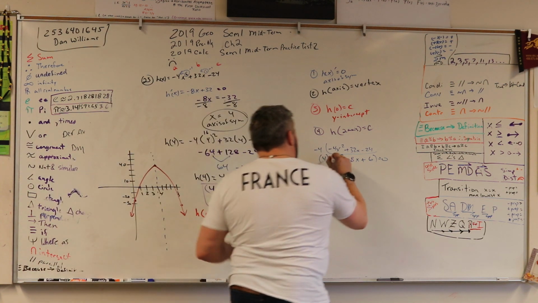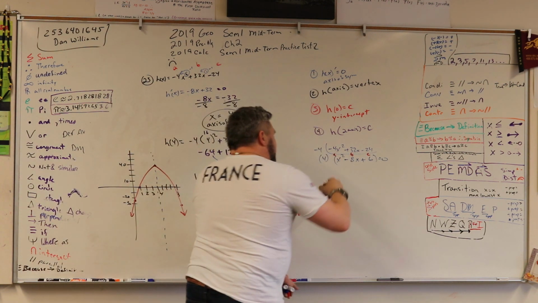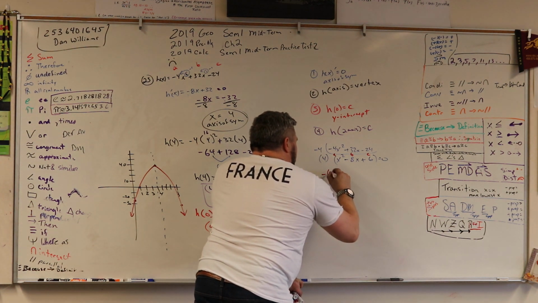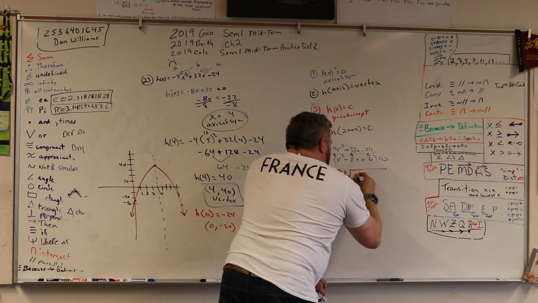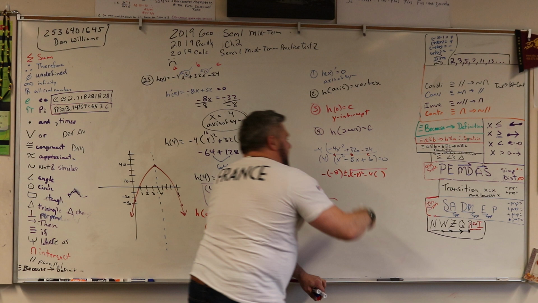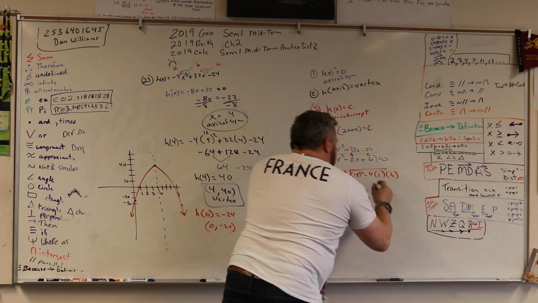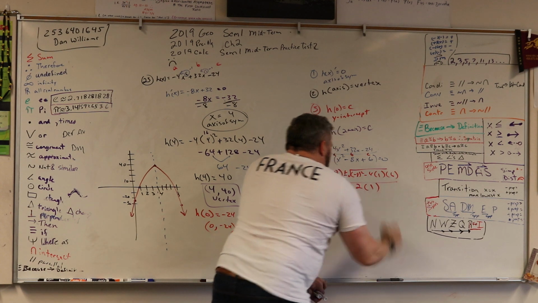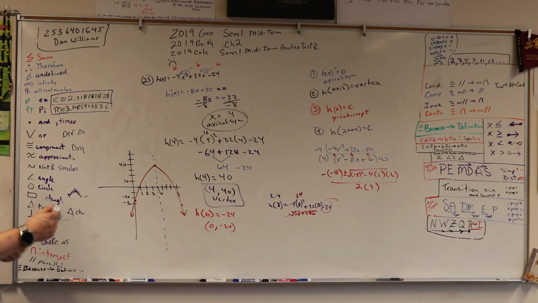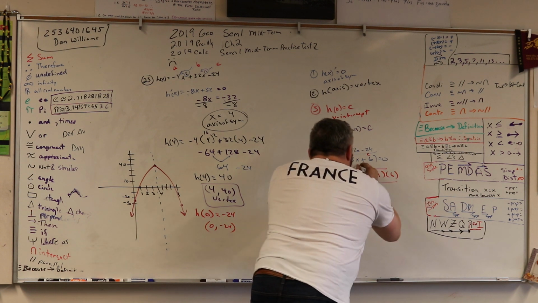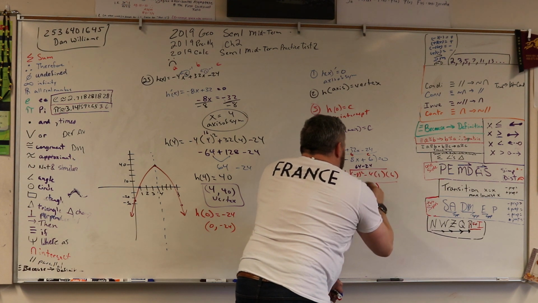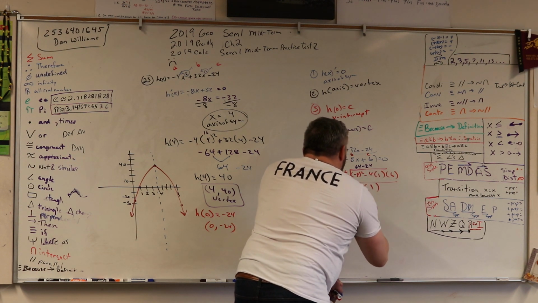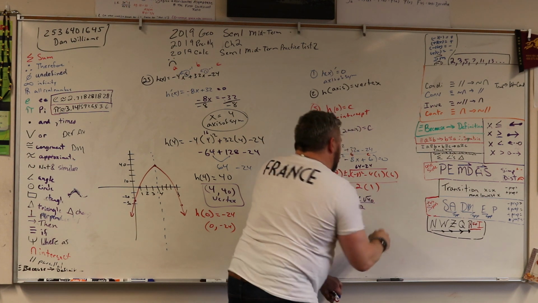Remember, a, b, and c. So, negative b, which means negative 8, plus or minus the square root of b squared, negative 8 squared, minus 4 times what's a? 1. What's c? 6. All over 2a. What's a? 1. Okay, so what is negative 8 squared? 64? And minus 4 times 6 is 24, which is 40. So the square root of 40 plus or minus negative 8, which means a positive 8, all over 2.